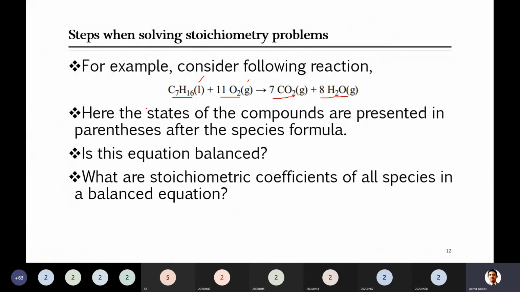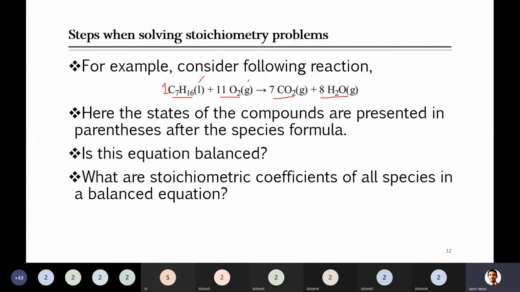So what are stoichiometric coefficients? For all species in a balanced equation, can you tell me their stoichiometric coefficients? You just studied a few minutes back what a stoichiometric coefficient is. What is the stoichiometric coefficient of heptane? 1. What does that mean? We don't write the 1 here, but it means 1 mole of this is the reactant. In the balanced equation, all the numbers written with these species are called stoichiometric coefficients. So here is 1 mole of this.